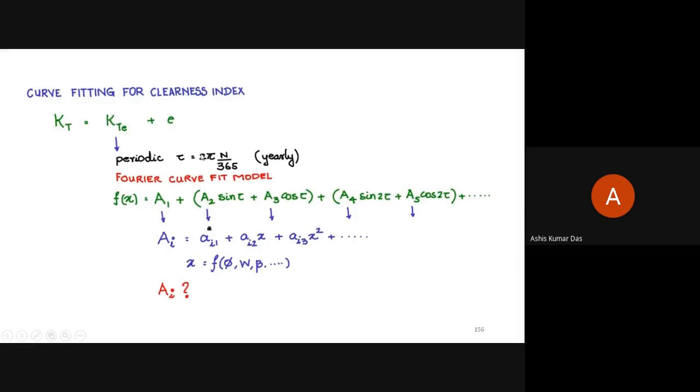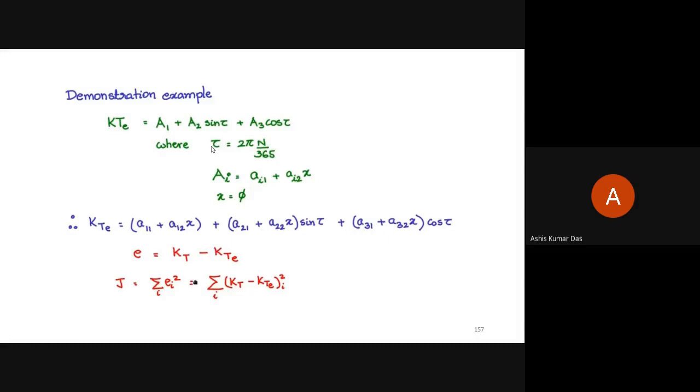Now let us see how we go about getting a curve fit model for this clearness index. We will use this simplistic model to understand how to obtain the model, and we will see the more accurate model using data collected from 12 cities within the country. If we go to the next slide, we can go through a demonstration example.